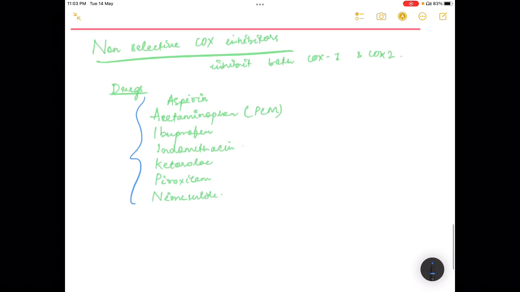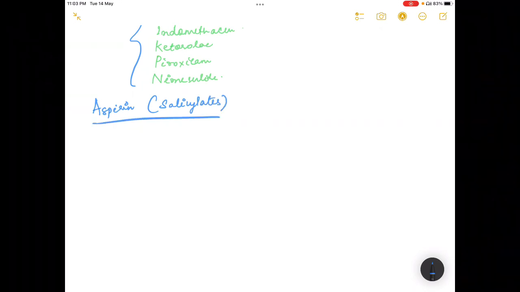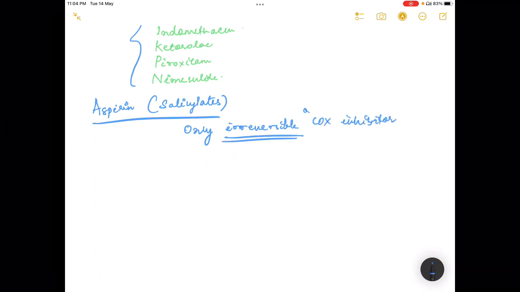Okay, so all these are non-selective COX inhibitors. So first of all, let us come to aspirin, or it is otherwise called salicylates or salicylic acid. So aspirin is the only irreversible COX inhibitor. This can be a question. The only irreversible COX inhibitor is aspirin.